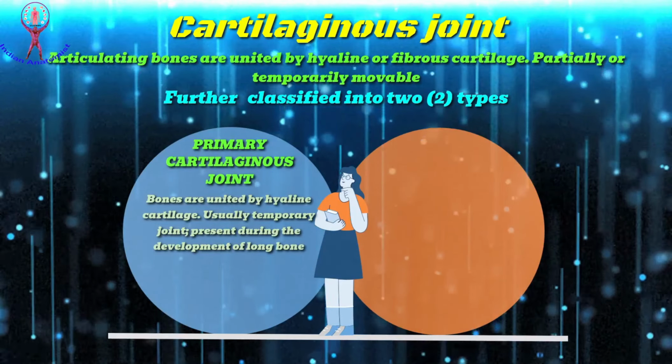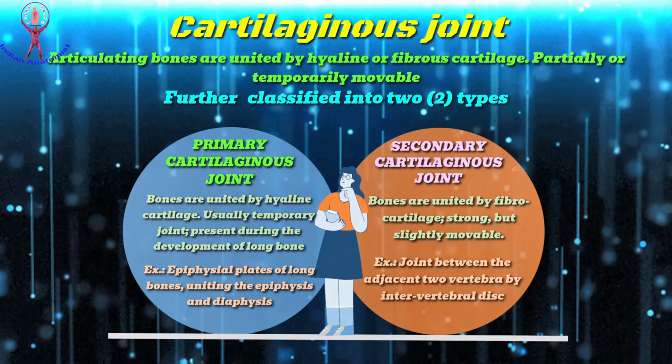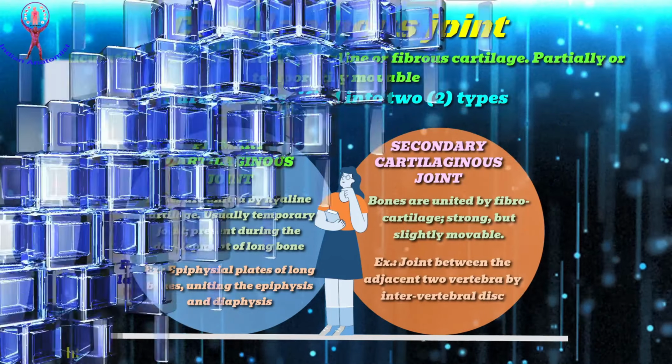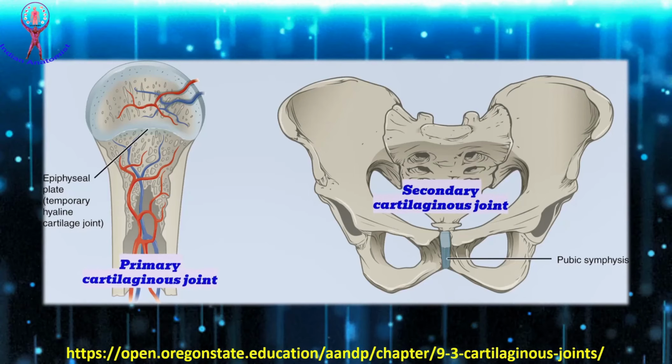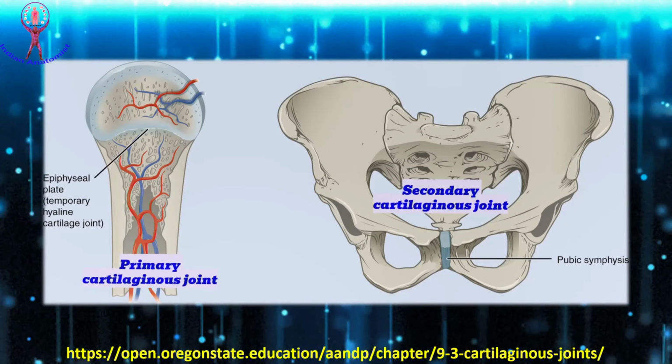Number 2 is secondary cartilaginous joints. Here the bones are united by fibrocartilage. They are strong, but slightly movable. An example is the joint between two vertebrae by the intervertebral disc. This illustration shows two types of cartilaginous joints. The left one is a primary cartilaginous joint, and towards the right is a secondary cartilaginous joint. Here the pubic symphysis is given as an example for secondary.